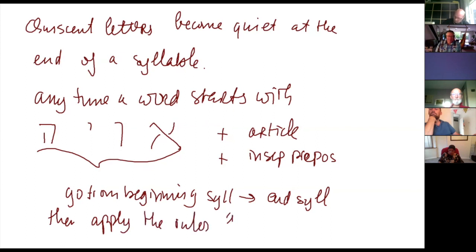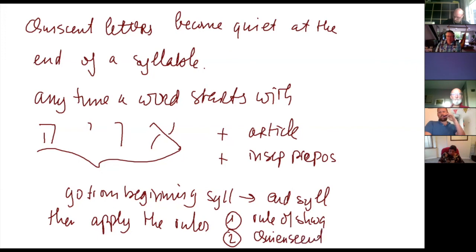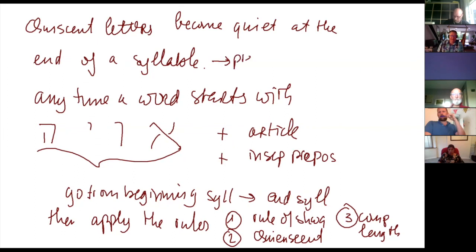Rule number 1 is the rule of Shwa. Rule number 2 is quiescence. And rule number 3 is compensating length. That means quiescent letters become quiet at the end of a syllable and the previous vowel lengthens.